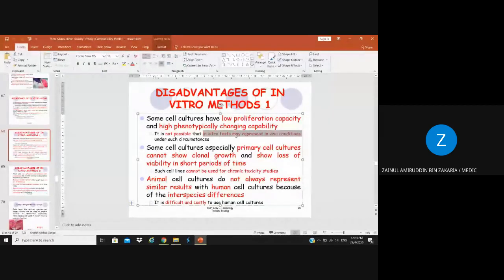Some cell cultures, especially primary cell cultures, cannot show clonal growth and show loss of viability in short periods of time. Some cells tend to die; they have a short time to live. So they cannot be used for chronic toxicity studies.